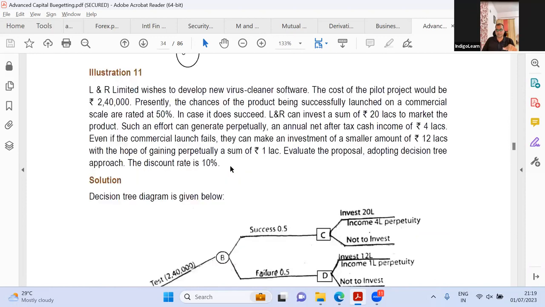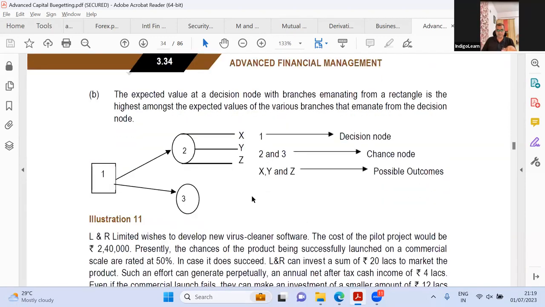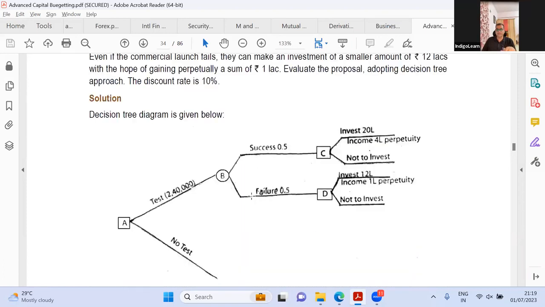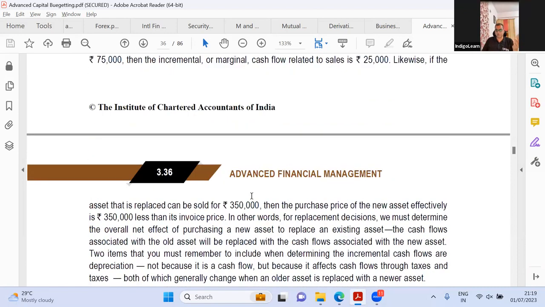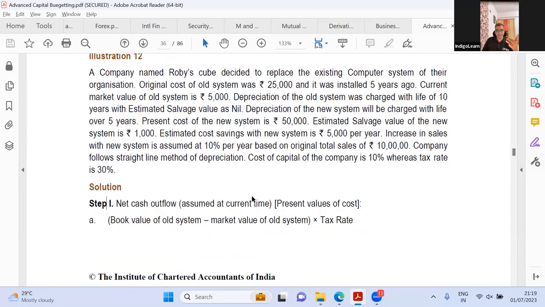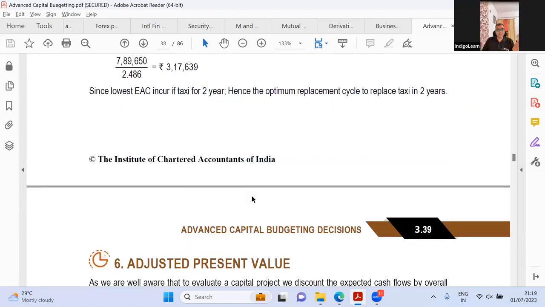Now, this decision tree is something new. This is not there in the old syllabus Intermediate material, but there's nothing very fancy. This is like our options chapter, where you have multiple nodes and from there multiple places where the decision goes. So that is what it is. I don't think it is something very, very difficult or fancy. It can be handled. Adjusted present value.